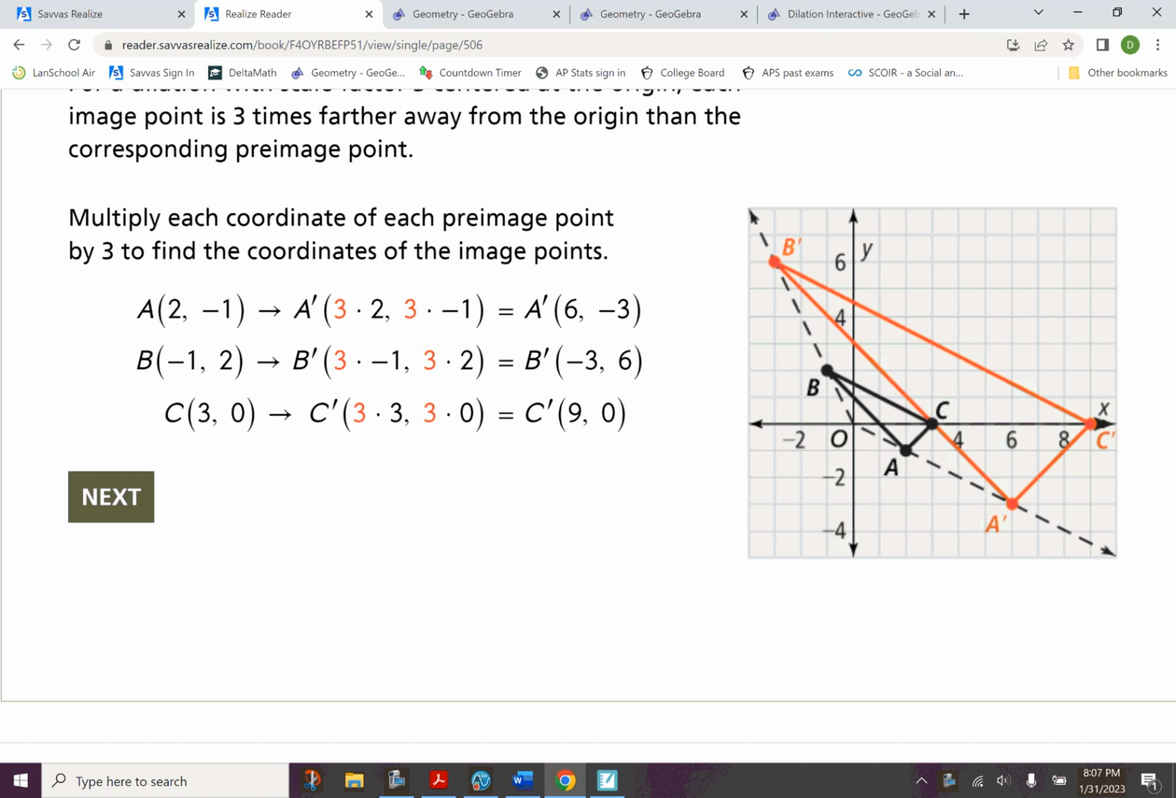C is at 3, 0. 3 times 3 is 9. 3 times 0 is still 0. So C prime ends up at 9, 0. Plot those points, play connect the dots. There's the dilation, centered at the origin with a scale factor of 3.